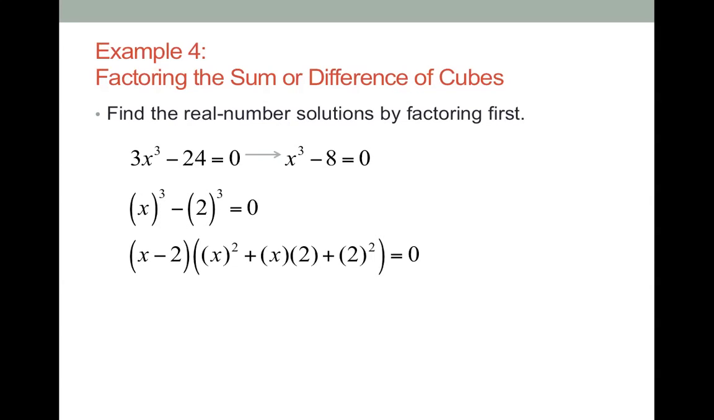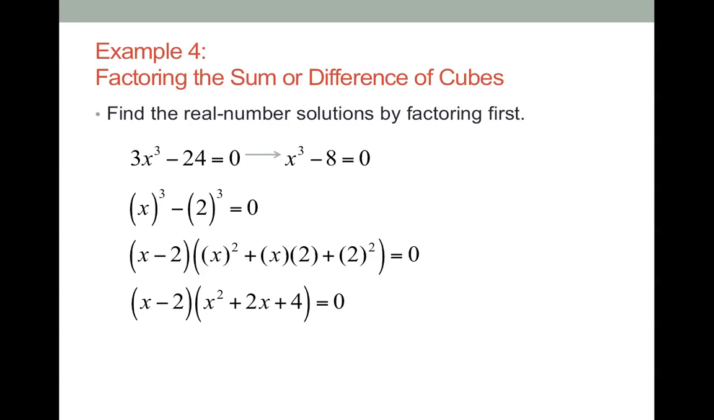Again, remember, signs are going to match, so minus is going to give me minus in the first factor. And then in my trinomial factor, I'll take the x squared plus, there's that opposite sign, plus the x times the 2 plus the 2 squared. So with a little bit of simplifying, I end up with x minus 2 times x squared plus 2x plus 4 equals 0.